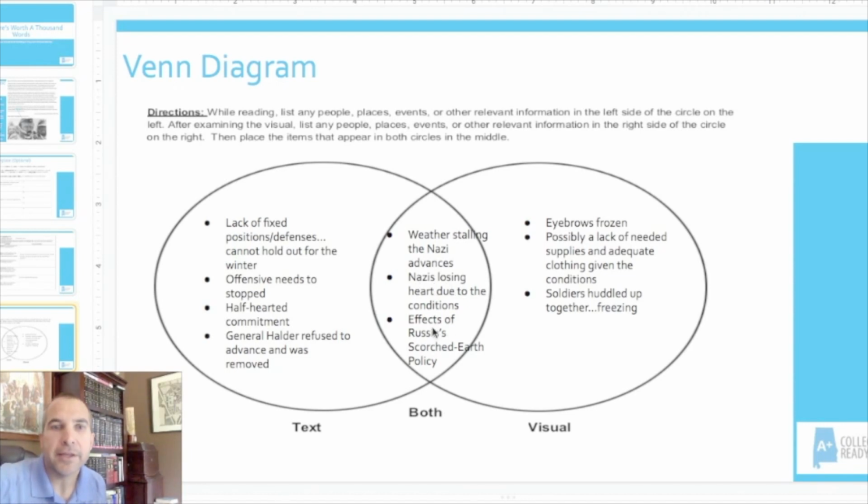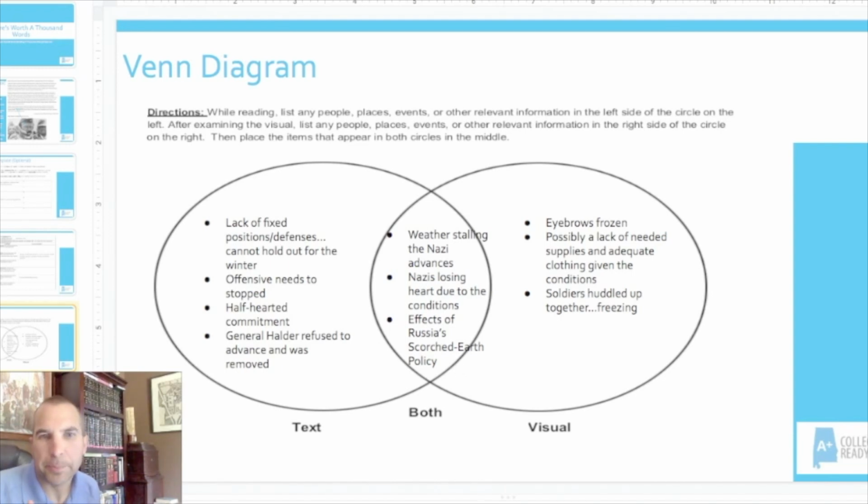The Nazis appear to be losing heart due to the conditions. And then you can even encourage students to take it a step further, using background knowledge. What do you know about the event? What do you know about this Nazi campaign going deep into the heart of Russia in World War II? And the students maybe could come up with this: what we're reading about and what we're looking at here are the effects of Russia's scorched earth policy, destroying the resources that the Nazis needed as they invaded and occupied the Soviet Union, so that they really had to lean on that supply line that was now frozen over by the blizzards.